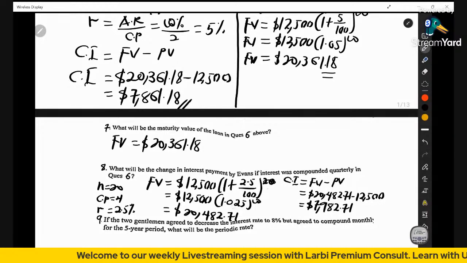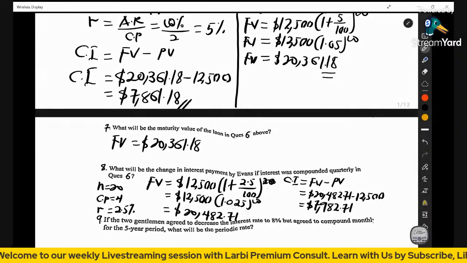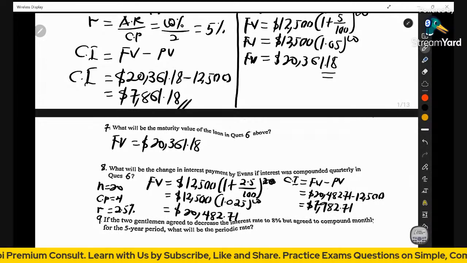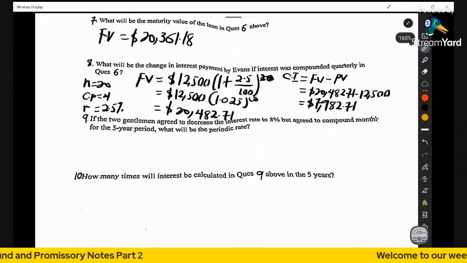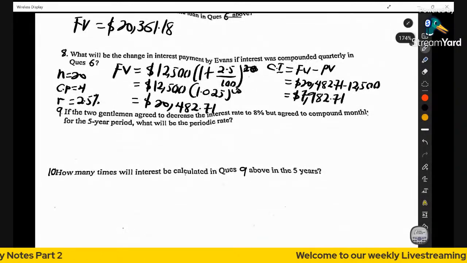It can be a typical question, right? The more we compound, the more interest you pay. The less you compound, the less interest you pay. So you can clearly see that 7,982.71 is greater than 7,861.18. So what will be the change in the interest here? The change in the interest here is going to be the difference between these two.